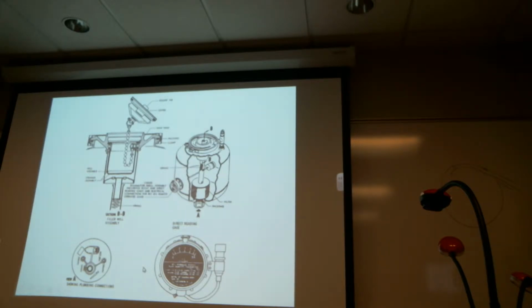Here's a picture of a P-3 reservoir. So here's the float connected to the arm assembly, and again, it goes directly to the gauge. So as the fluid level goes up and down, you can tell what quantity you have in the reservoir.